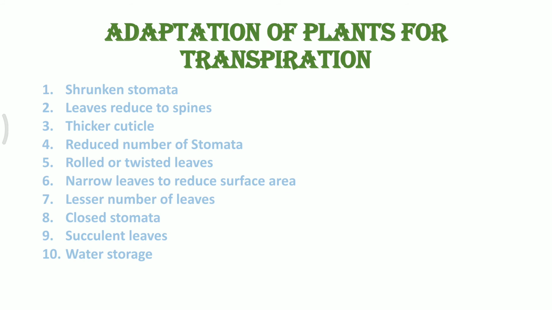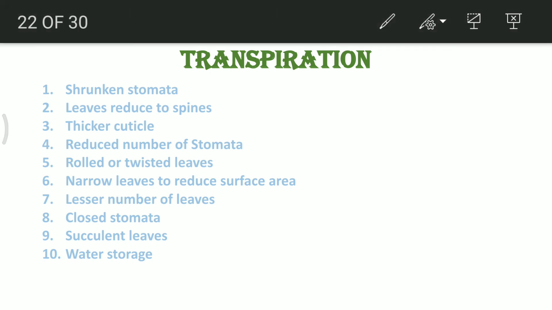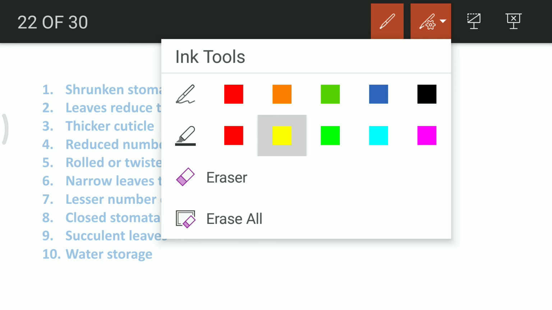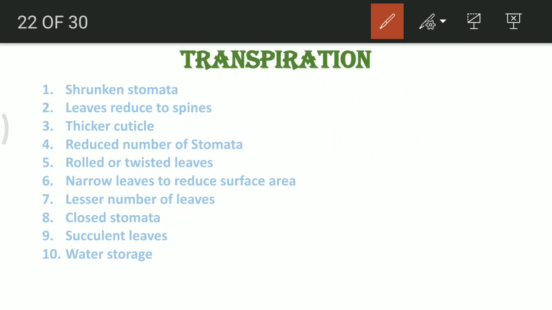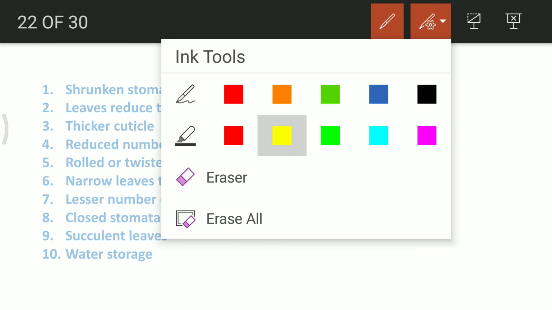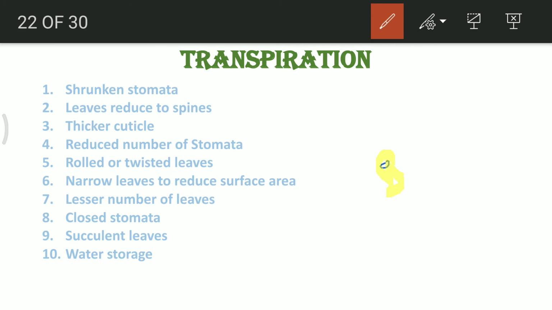There are various adaptations which we have seen in plants for the process of transpiration. One of them is shrunken stomata. The meaning of shrunken stomata is that stomata are generally present in such a way that there is a pore present. But in the case of shrunken stomata, the stomata are not of normal shape. They are shrunken. The inside pore is very small. You can see over here the pore is very small. So this is the case of shrunken stomata.